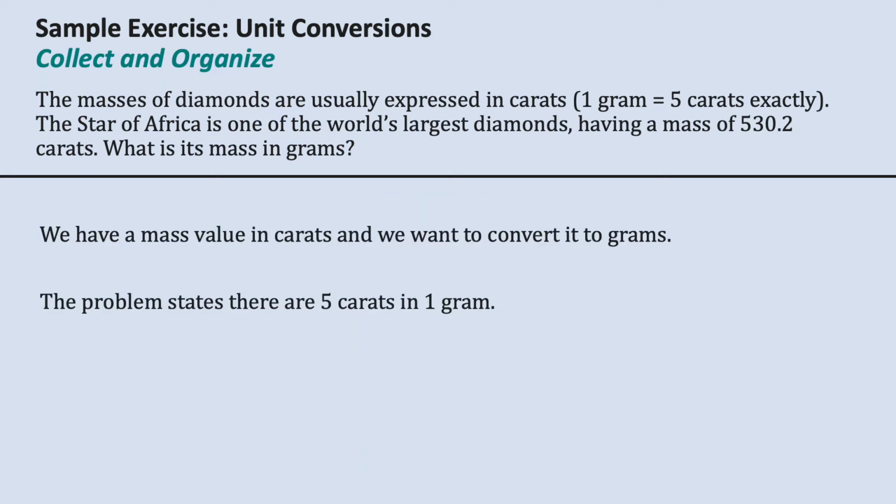We will look at this through the COAST framework so that you have a better idea of how you can use that framework to go through some of the more challenging problems when we get to them. So the things that we have are a mass value in carats, and we want to convert it to grams. The problem also tells us there are 5 carats in 1 gram.